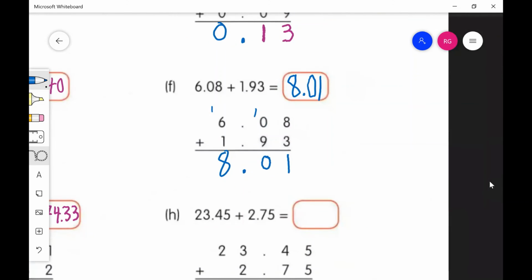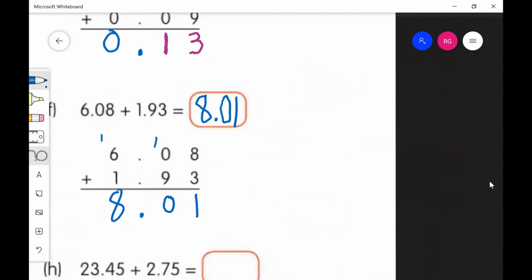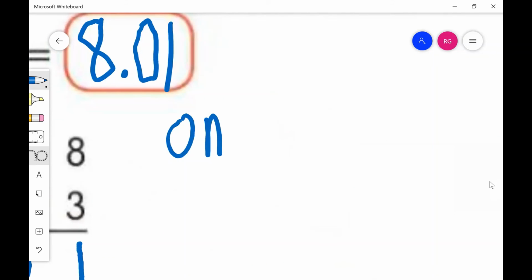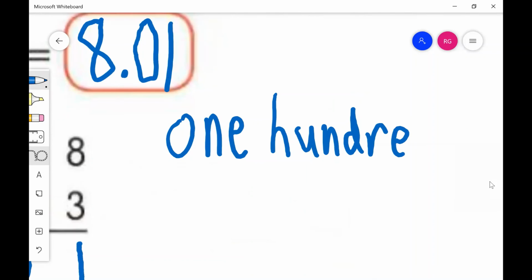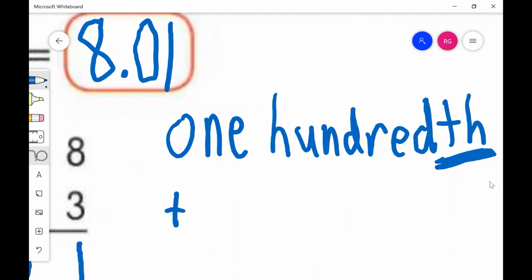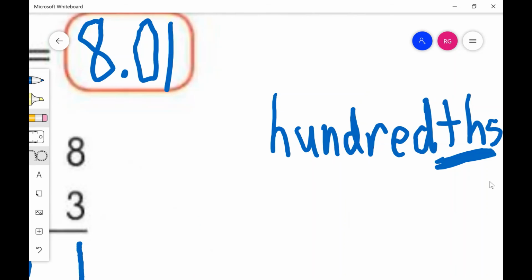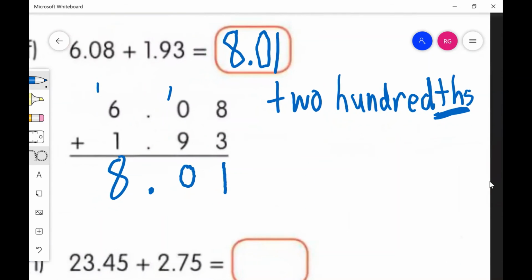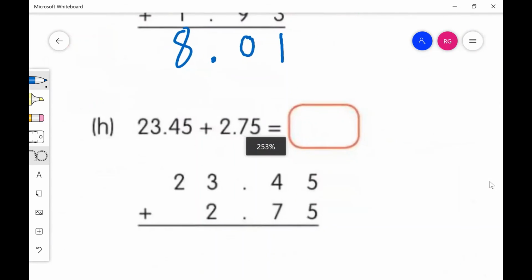Or how do you say this number? 8 and 1 hundredth. Yes, and you said that perfectly. And key thing here, guys, if we have just 1 hundredth, we say it with no S, okay? And if there were 2, we say it with an S, okay? All right, so if it's 2, we would say it with an S. All right, so 2 hundredths. I think you guys got that, okay? So that's 2 hundredths. All right, so let me go down here and let's do H.